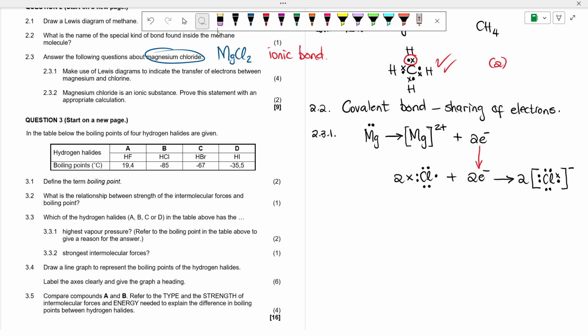Then 2.3.2. Remember, if you have a question, you can stop me and ask by just speaking or raising up your hand. 2.3.2, magnesium chloride is an ionic substance. Prove this statement with an appropriate calculation. Okay, it is ionic. Show us by doing a calculation. Which calculation are they looking for?